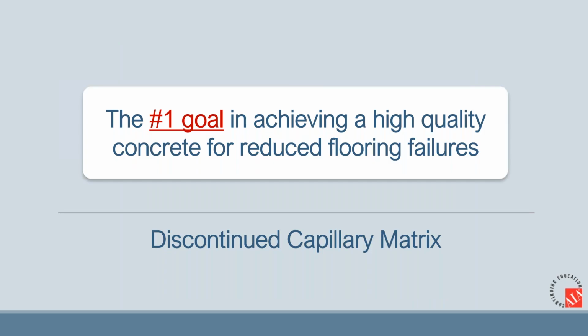If that's true, and it is, it's been proven over and over again, then the number one goal in making sure that we can eliminate flooring failures from ever happening is to achieve something called a discontinuous capillary matrix. Now, I know this is where I usually lose people, so I want to explain. I joked earlier that there's two kinds of concrete in the world. There really are two kinds of water used in the production of concrete. There's water of convenience for placement, and there's water of necessity for hydration. We know we need the water to be there, but how much? That becomes our question. So what is a capillary matrix?